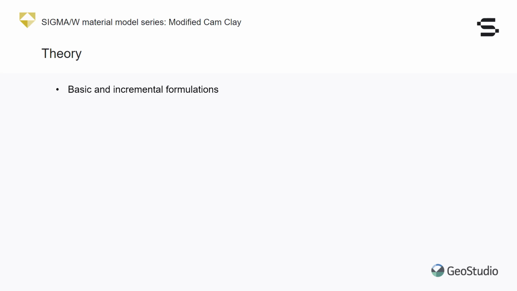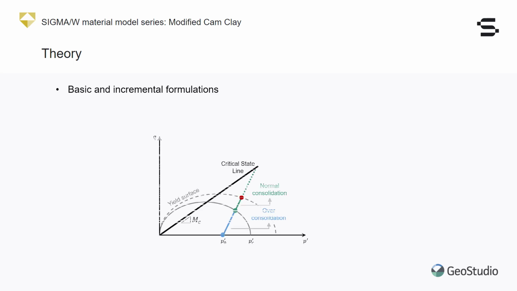Before moving on to the demonstration, we need to review some fundamental formulations. As mentioned before, the modified Cam-clay material model is a critical state-based constitutive model, so different stress paths eventually tend to the critical state line. In this model, the slope of the critical state line, or the critical state stress ratio, can be expressed in terms of the effective friction angle in the Mohr-Coulomb failure criterion.